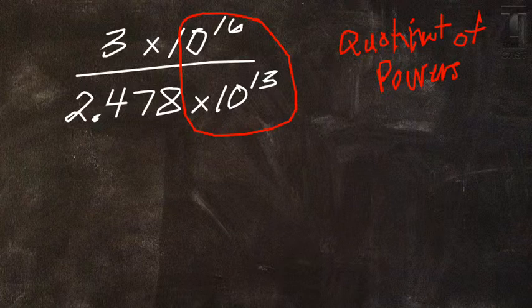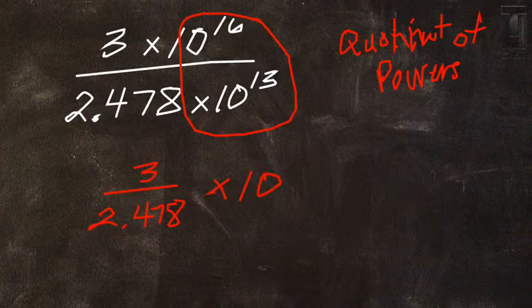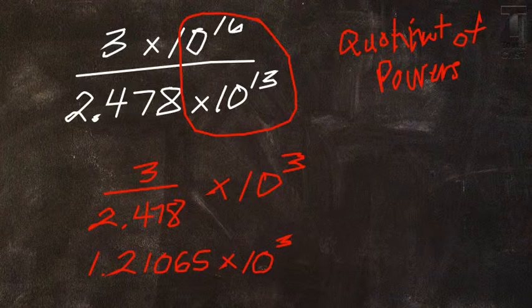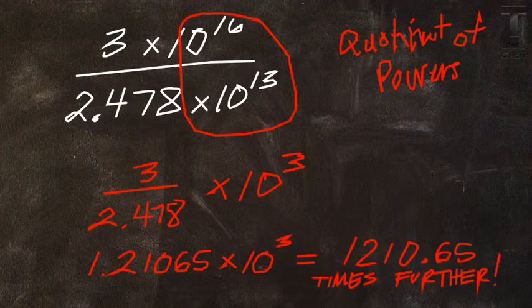So whatever happens, I'm going to have 3 over 2.478 times 10 to the third. When I divide the 3 and the 2.478, I get 1.21065 times 10 to the third. If I take that number and convert it just to a regular number, it's 1,210.65 times further away.